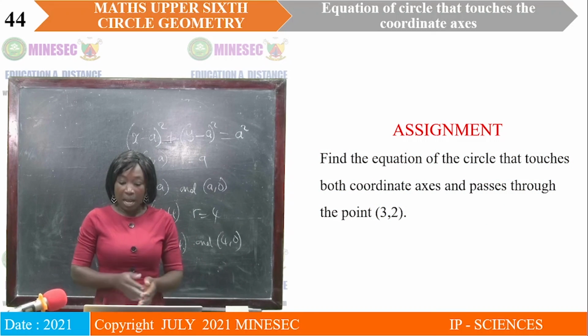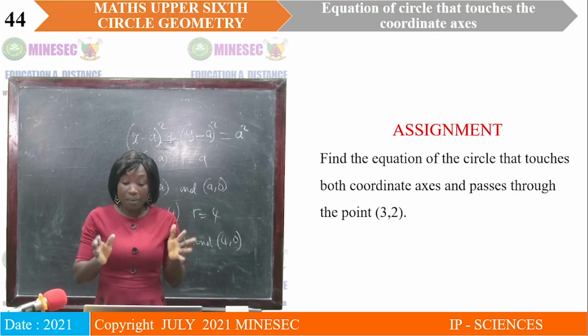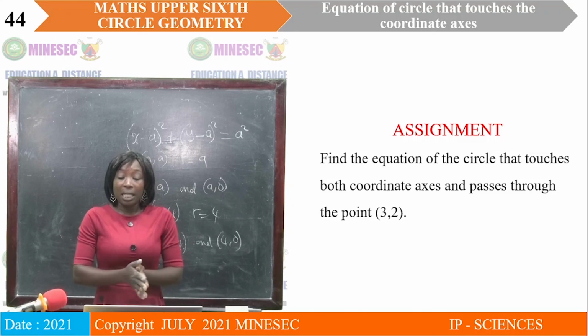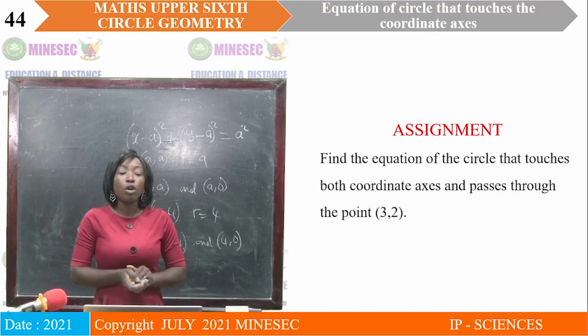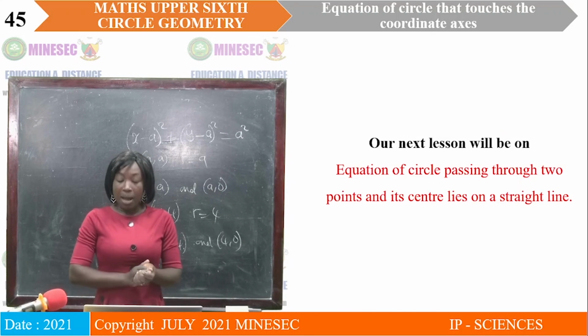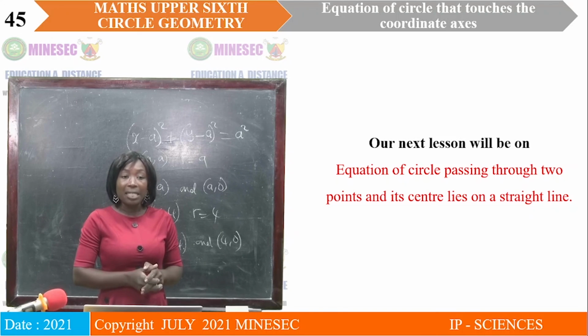And we now have this question. We take this question as the assignment, and we're going to correct it in the next lesson. I read the question: find the equation of the circle that touches both coordinate axes and passes through the point (3, 2). So this marks the end of our lesson, and the next lesson will be titled Equation of a Circle Passing Through 2 Points and Its Center Lies on a Straight Line.